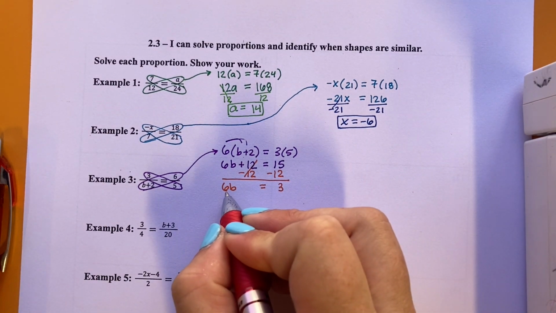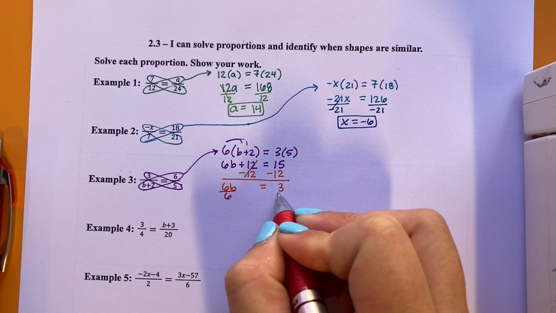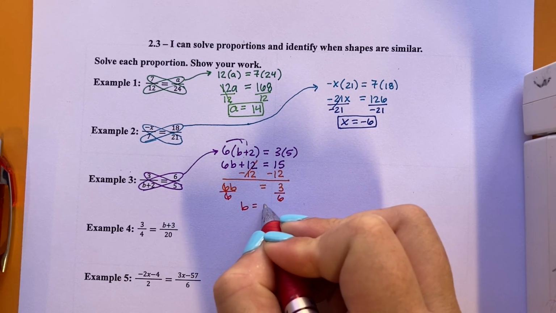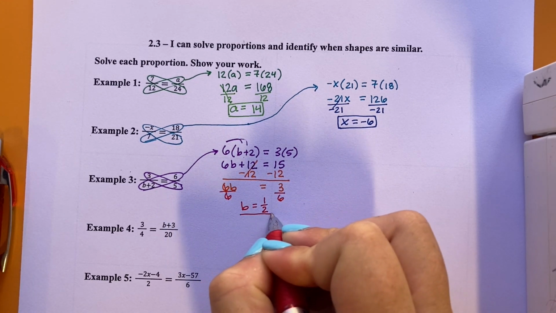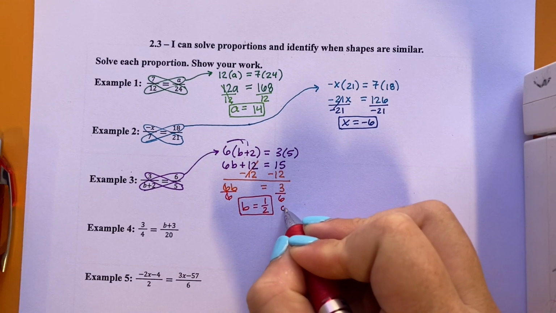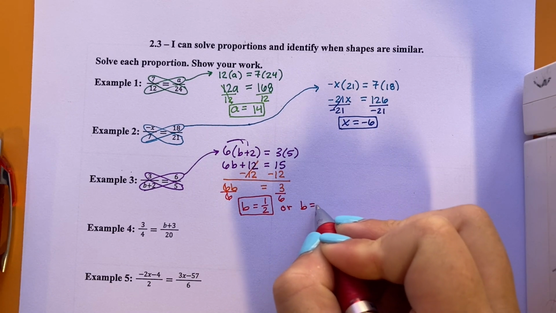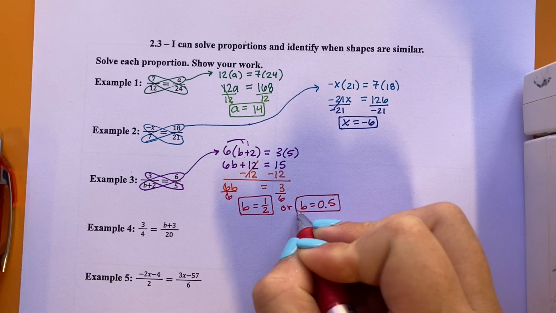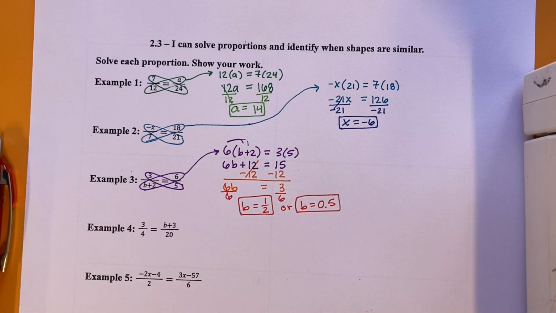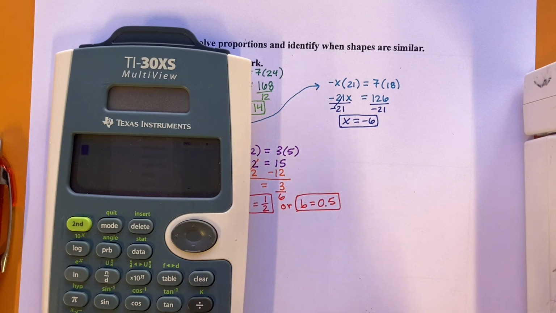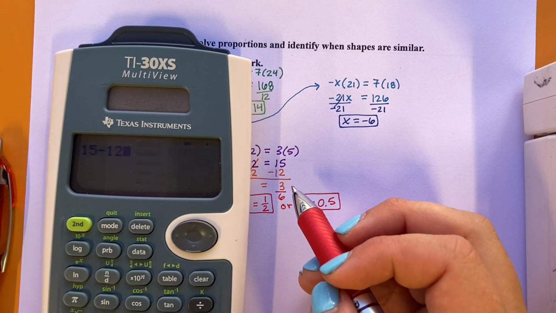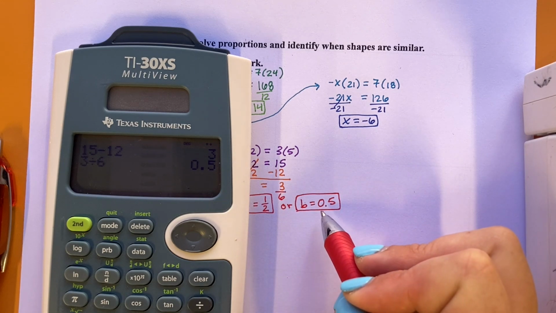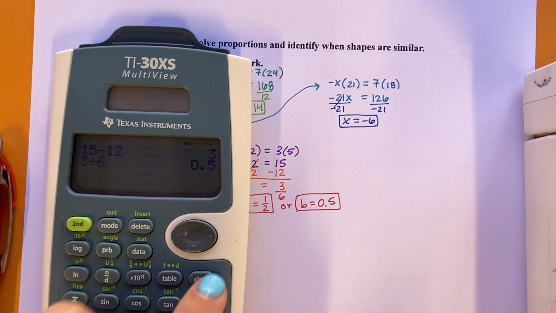And then we would divide by the 6. So b would equal 1/2, or you could say that it equals 0.5. Both would be correct. And if you're checking your work, 15 minus 12 is 3. Then we divide by 6, 0.5.